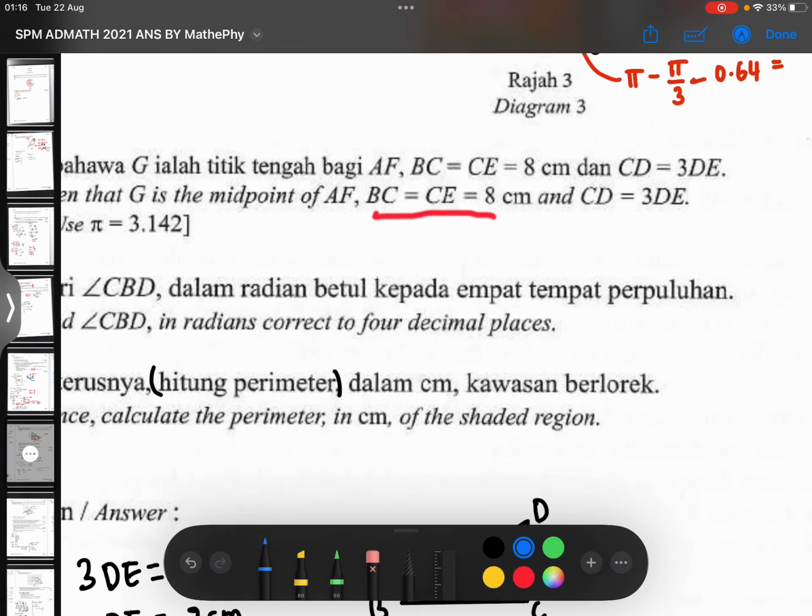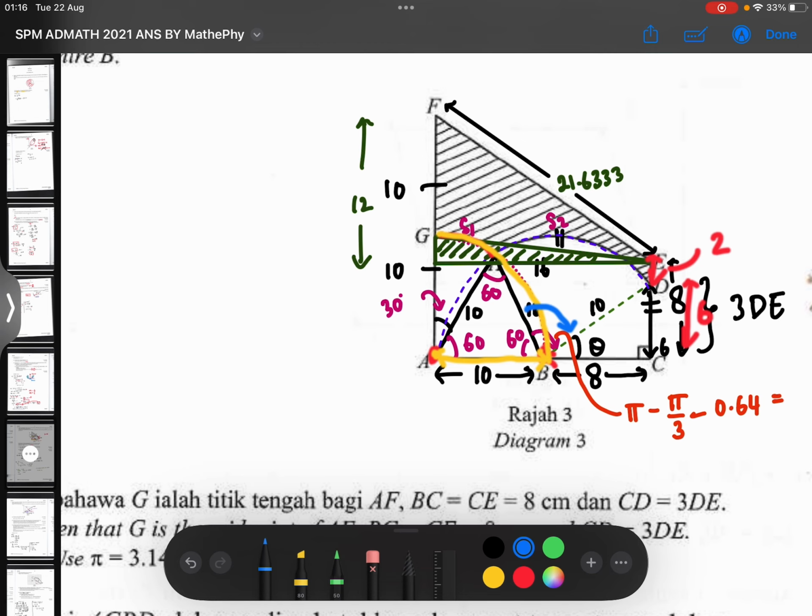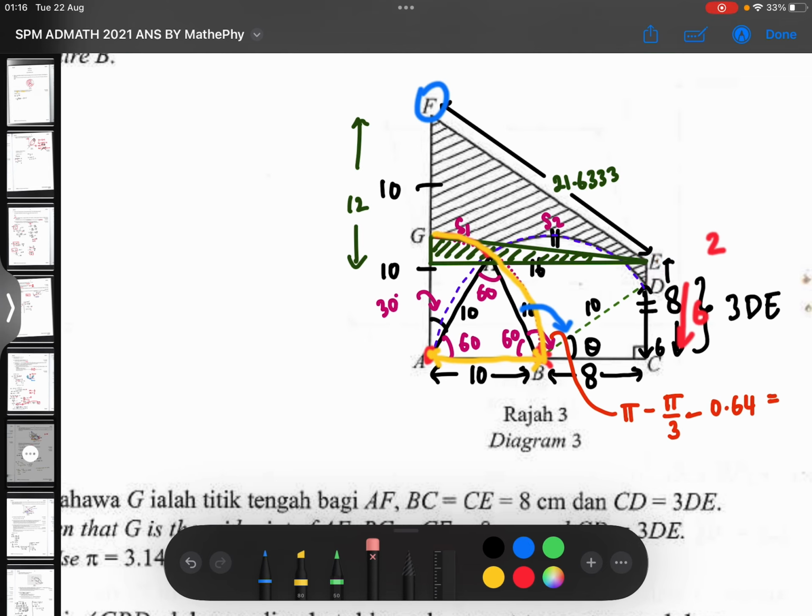And the hardest part of this question is actually to find the length of FE. How? Let me erase everything first. Because you know that this is 8, and from here to here is 10 by definition. We already discussed that, because that's the radius of the quarter circle. So we know that this part is only 2.